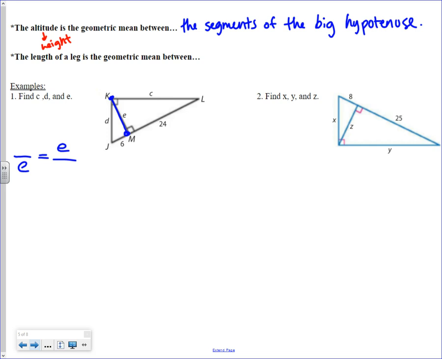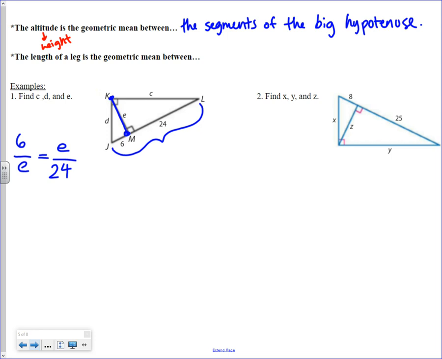Now, what is the big hypotenuse here? Correct. And what is that? From what letter to what letter? Does everybody agree that that would be the big hypotenuse? What are the segments of that big hypotenuse? And what numbers would those be? So that would be the geometric mean that I can set up. The height is the geometric mean between the two pieces.